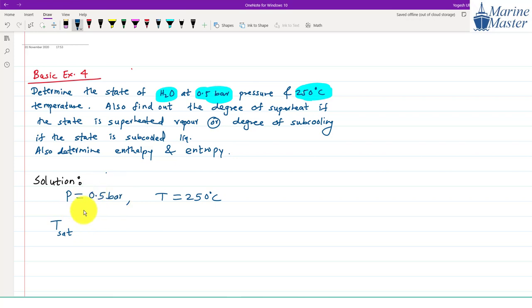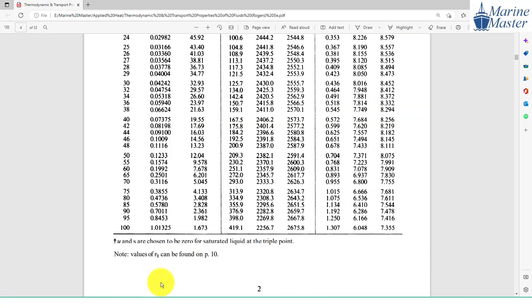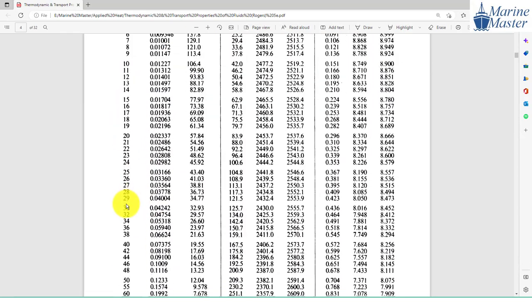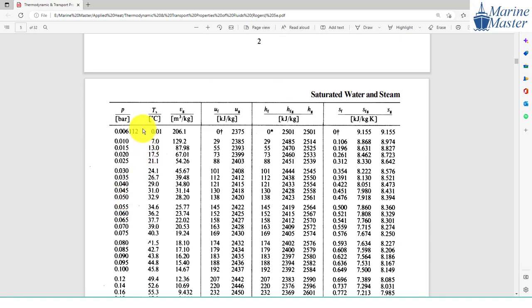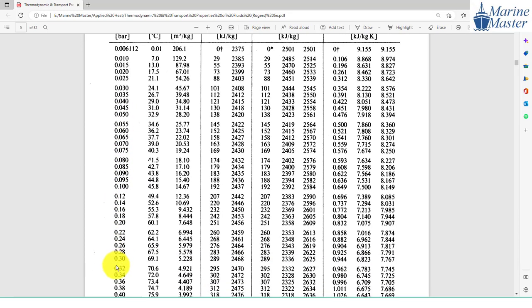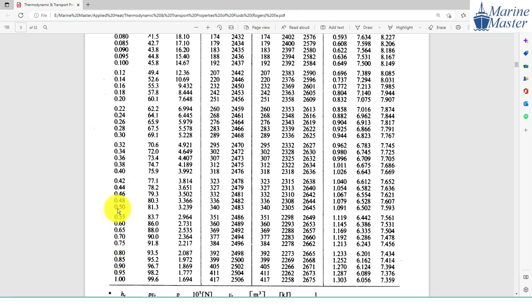Now we will go to the property table and try to find the saturation temperature at 0.5 bar. For that purpose, the first table, temperature, we don't want. The second table, pressure, we want. Here we see 0.05 also, but we want 0.5, decimal 5. This is 0.5, and corresponding saturation.